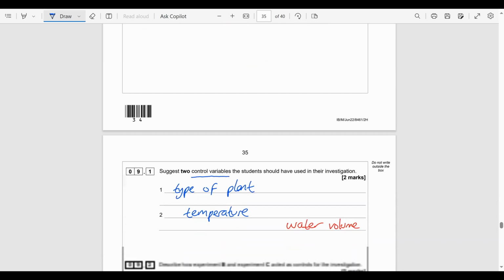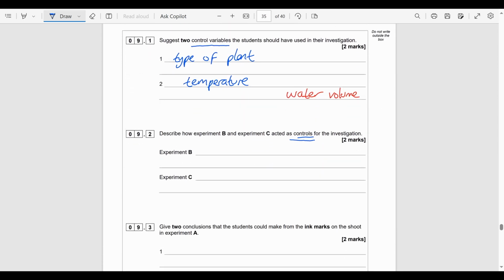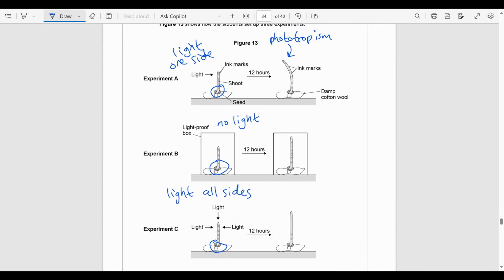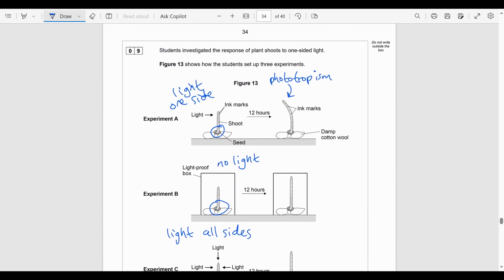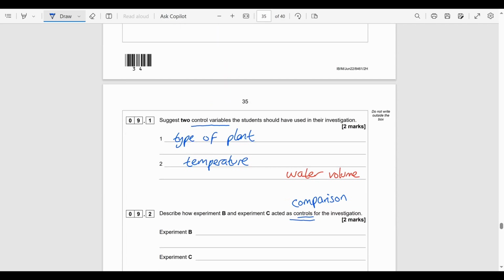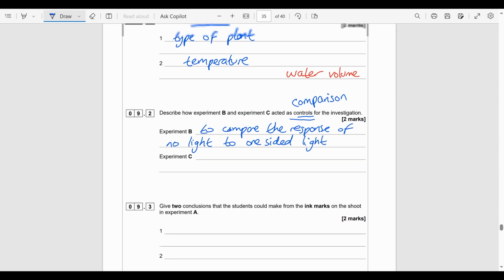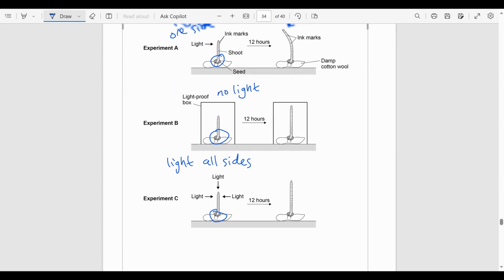So really, the main reason why we use control is for comparison. So what are we trying to compare in B? Well, we're trying to compare no light in B compared to light from one side in A. That's really what we're trying to show. So the comparison between no light and one-sided light. But in C, what we're then comparing is one-sided light to light from all sides.